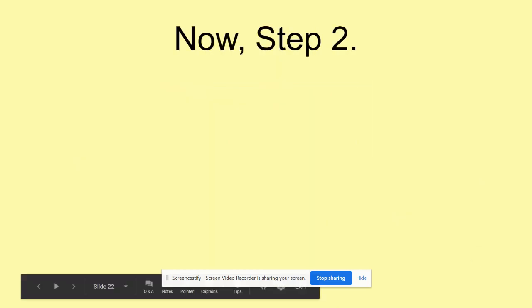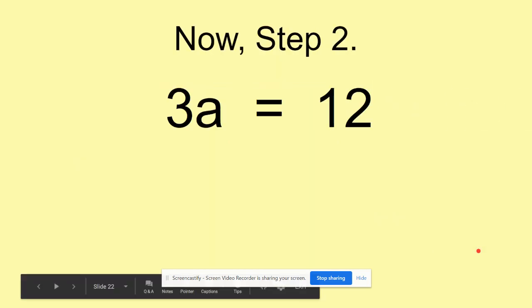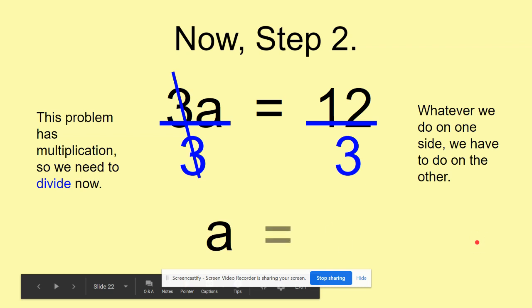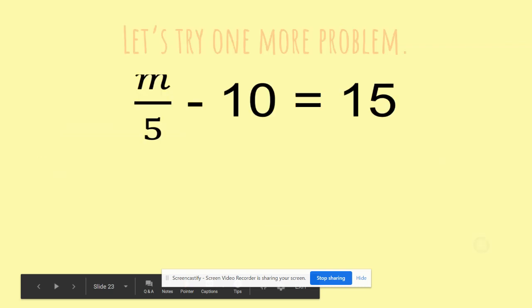There's still one more operation we have to take care of. That 3 and that a are multiplying. So I'm going to undo that with division. Both sides, I get a equals 4.